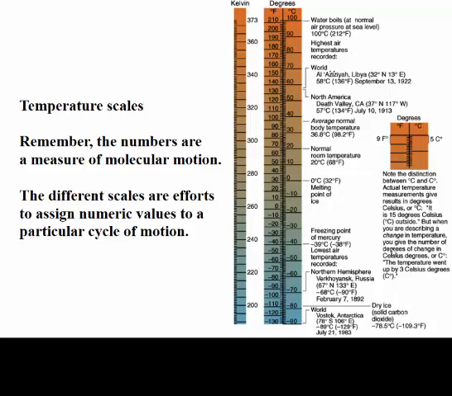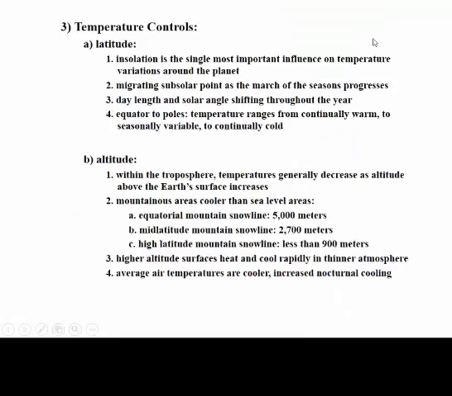Celsius, the whole goal of Celsius was to have 0 as the freezing point of water, 100 to be the boiling point of water. And then you can see the relationship with Kelvin, which has an absolute 0, and then Fahrenheit thrown in there that we're a little bit more familiar with. The average body temperature is about 98.2 degrees Fahrenheit, but you can see some of the highs and lows, extremes that we've had around the world. Some of the temperature controls: latitude.